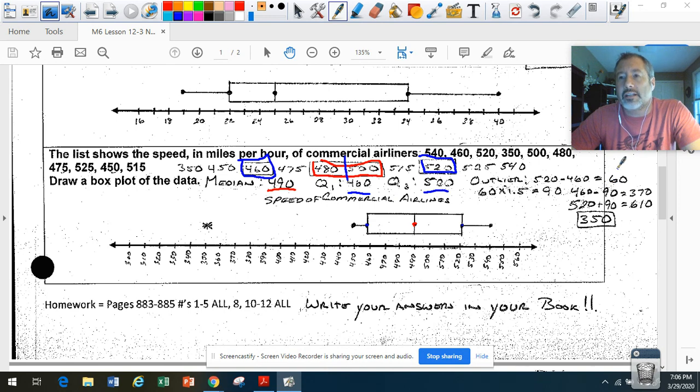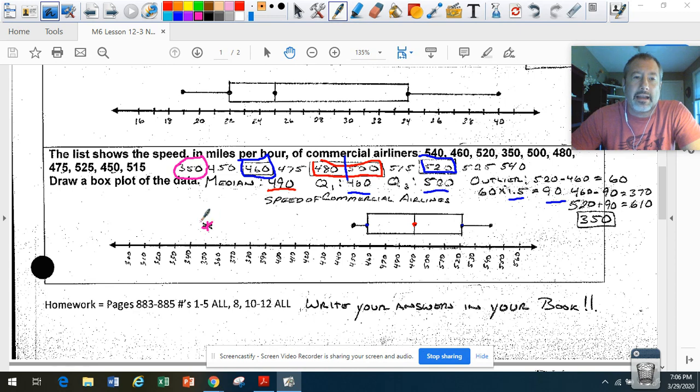Now, what do I do with that 60? I multiply it times 1.5. Remember, to figure out the outlier, everything is multiplied times 1.5. So 60 times 1.5 is 90. So I come back over here to Q1, take my 460, subtract 90 from it, which is 370. Oops, guess what I have here? Let's make this in a purplish color here. Okay, 350. Boom. I found my outlier.